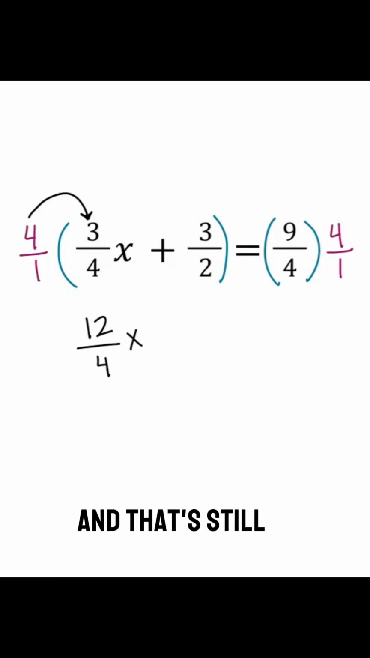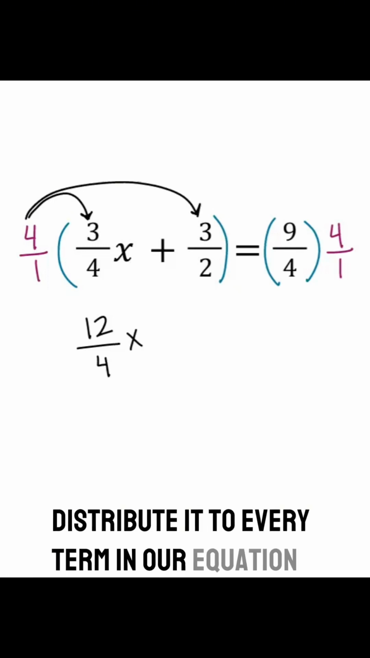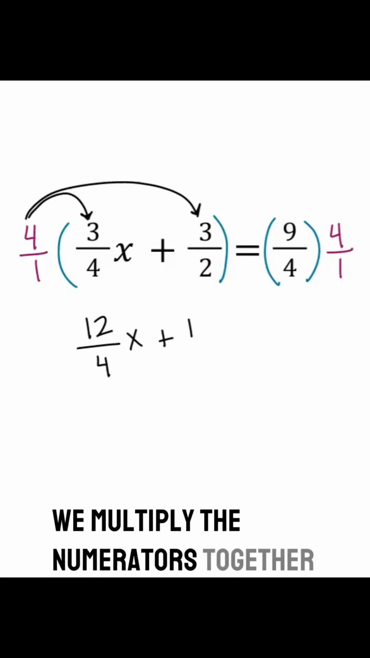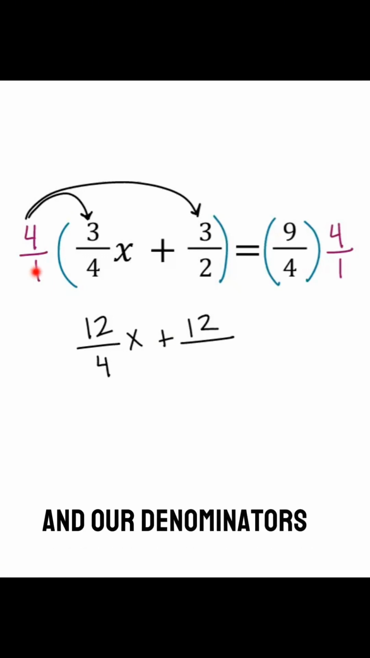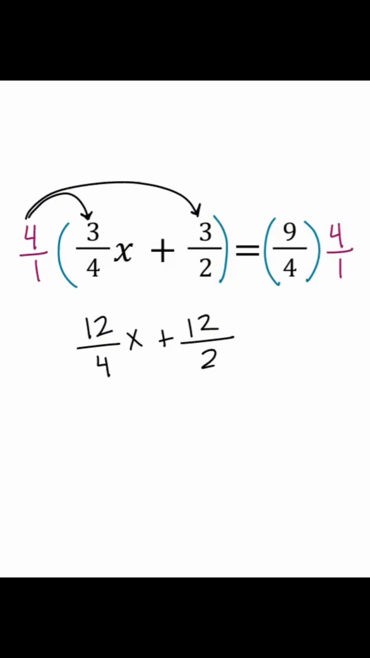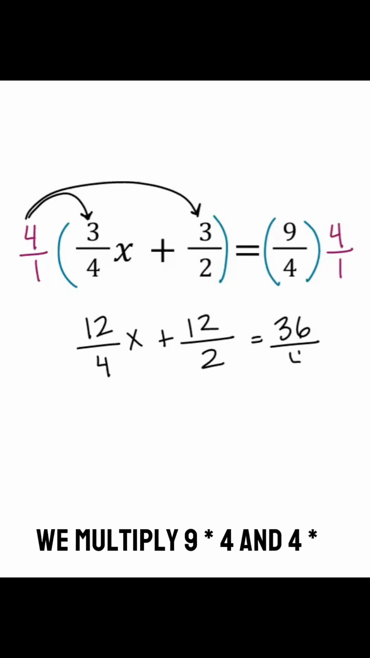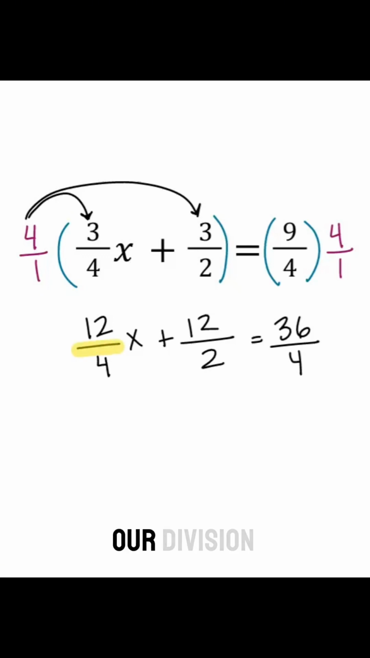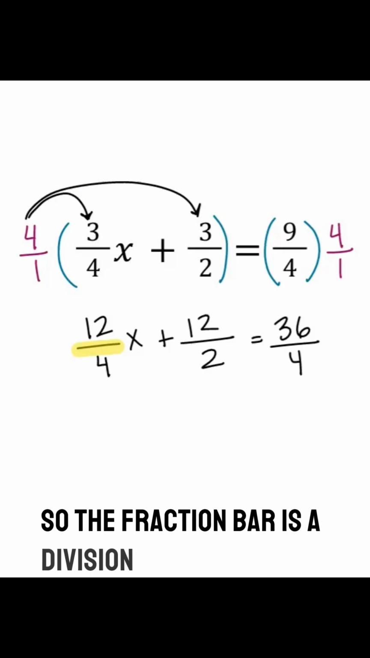And that's still a coefficient of x. Distribute it to every term in our equation. So again, 4 times 3, we multiply the numerators together. And our denominators, 1 times 2. And over here, we multiply 9 times 4 and 4 times 1. So now we have all of these fractions that now simplify to whole numbers, because remember, fractions are division. So the fraction bar is a division bar.